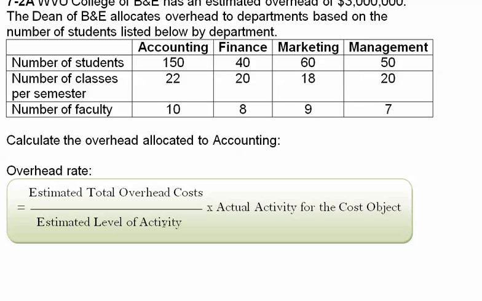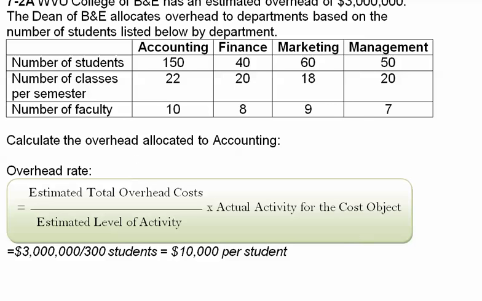So given the estimated total overhead costs are 3 million, you would take your 3 million and then you divide that by the total estimated activity, which would be our total number of students, where we have these four added up together, that equals 300 students. You then get an overhead rate of 10,000 per student.